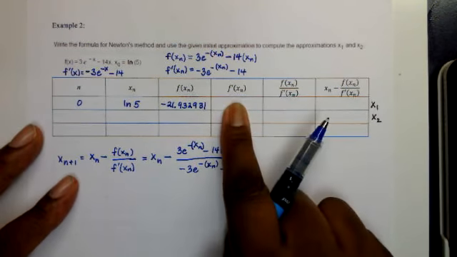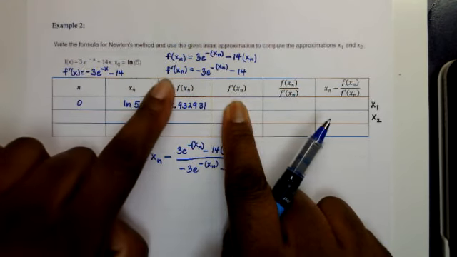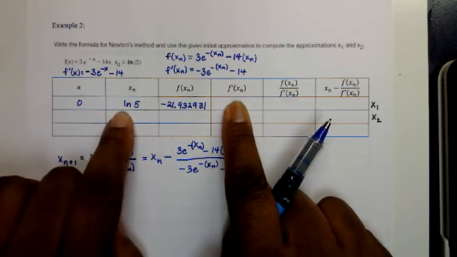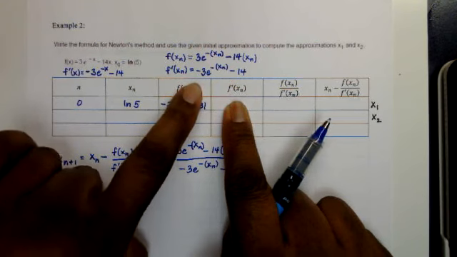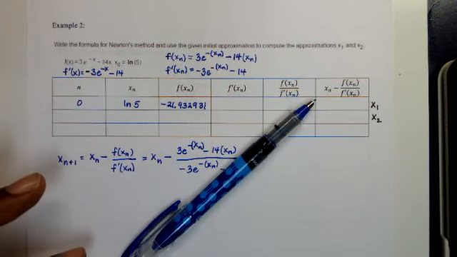And now for f prime of x of n, in this case here, x is ln of 5, so we just replace each x with ln of 5.